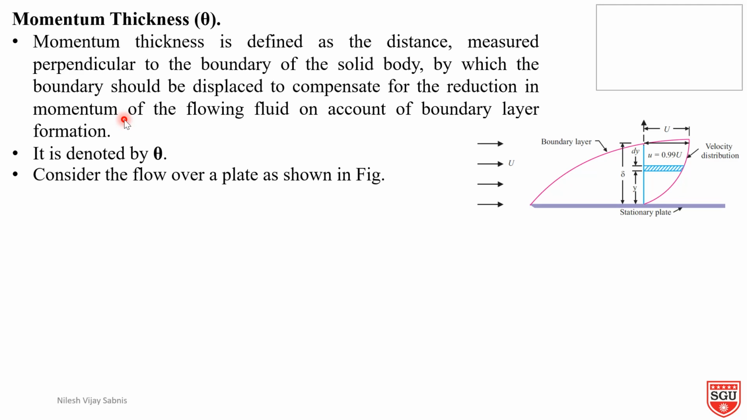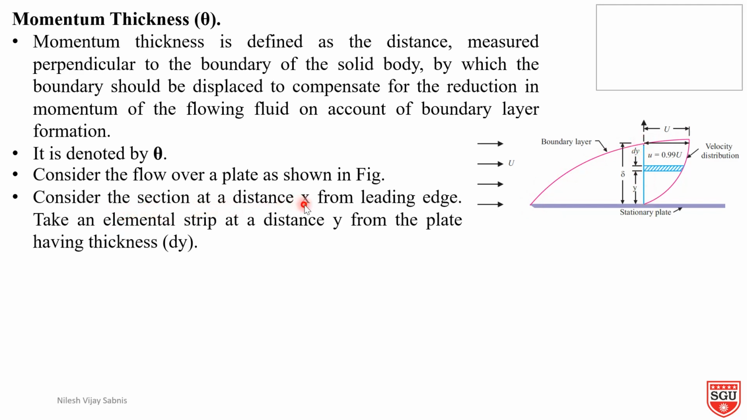Consider the flow over a plate as shown in the figure. Fluid is flowing in this direction. There is one stationary plate and a boundary layer is formed. We have considered this section, which is at a distance of x from the leading edge. This is the leading edge. Take the elementary strip at distance y from the plate having thickness dy. Same thing which we have done previously. This distance is x, and there is one strip which has thickness dy and is situated at distance y from the plate.